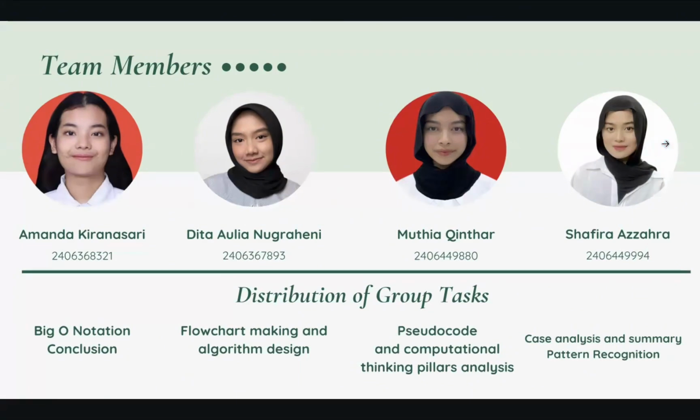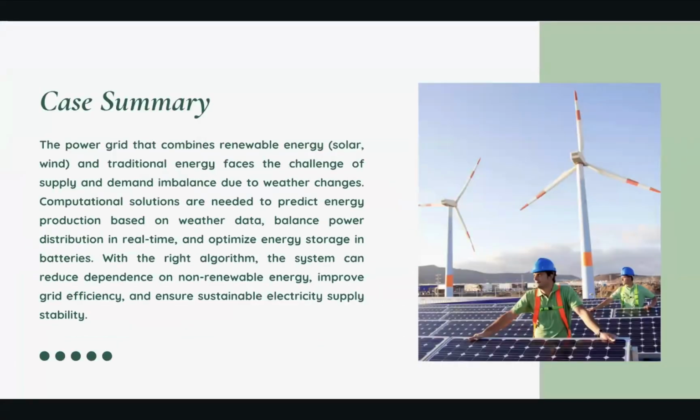So first, I would like to present the case analysis and summary. Okay, case summary. The power grid that combines renewable energy like solar and wind and traditional energy faces the challenge of supply and demand imbalance due to weather changes. Computational solutions are needed to predict energy production based on weather data, balance power distribution in real time, and optimize energy storage in batteries. With the right algorithm, the system can reduce dependence on non-renewable energy, improve grid efficiency, and ensure sustainable electricity supply stability.